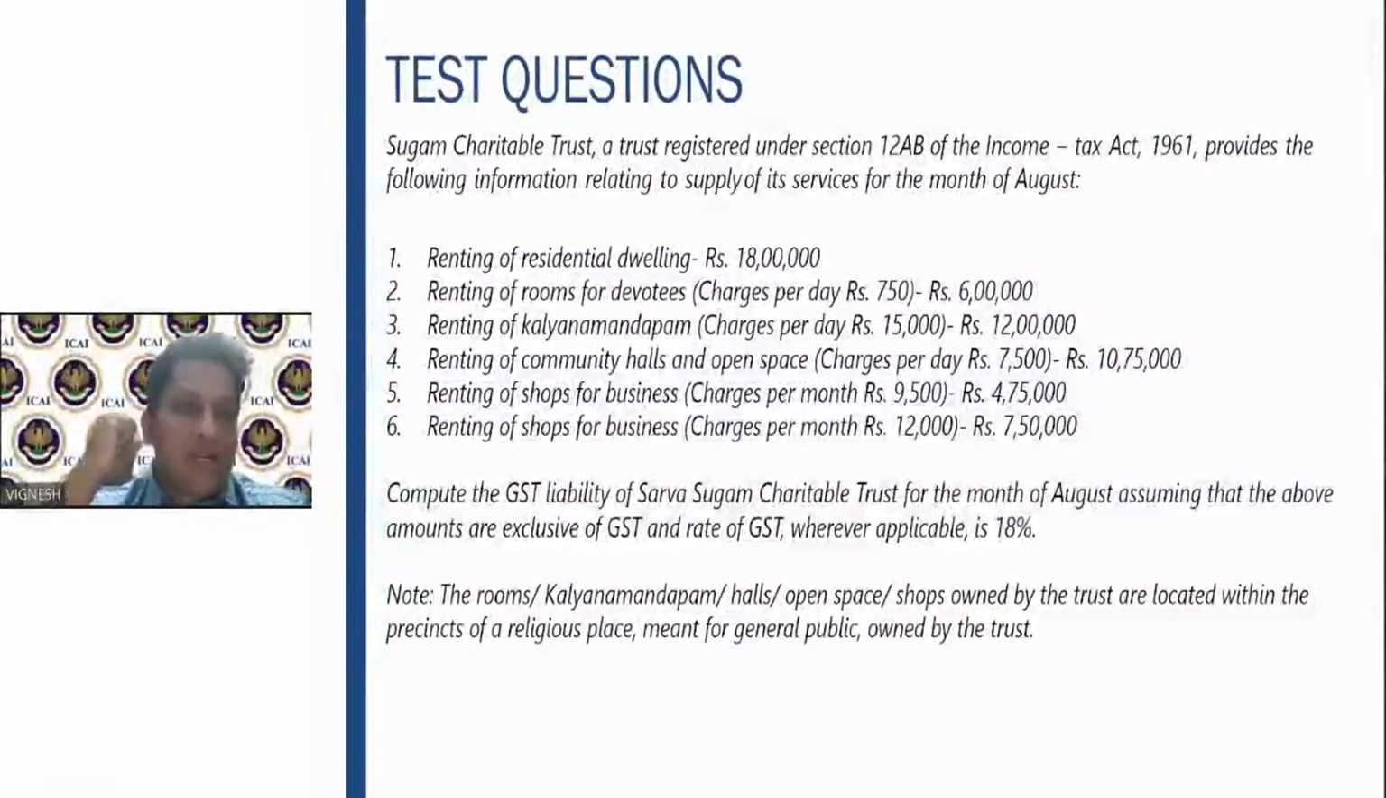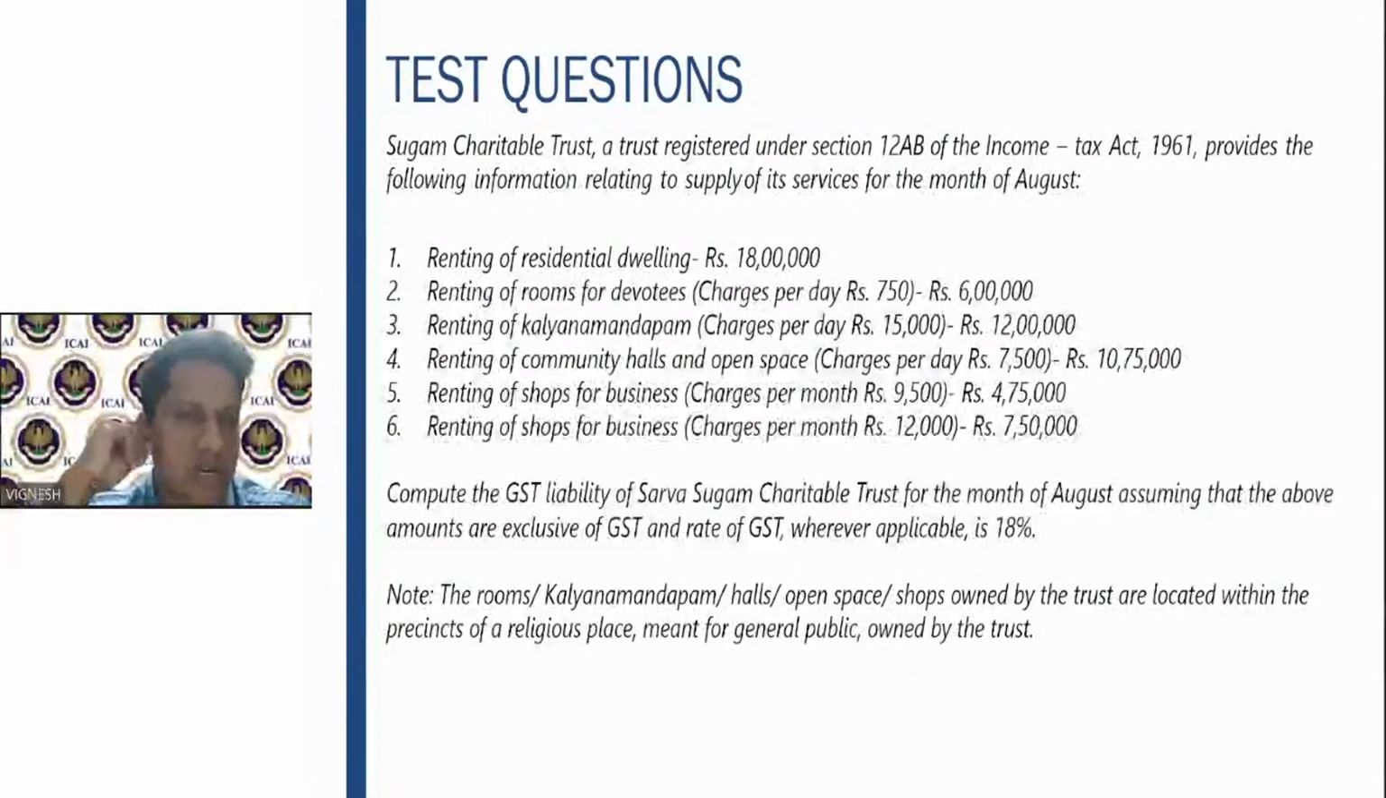Sugam Charitable Trust provides the following service: compute the liability, renting of residential dwelling. Here it is providing a service. In the first question, it is not mentioned whether it is providing to a registered person or an unregistered person, so you can make an assumption. You can write very clearly: if it is provided to an unregistered person, then it is exempt. If it is provided to a registered person, then it is chargeable to tax, where the GST has to be paid under the reverse charge mechanism.